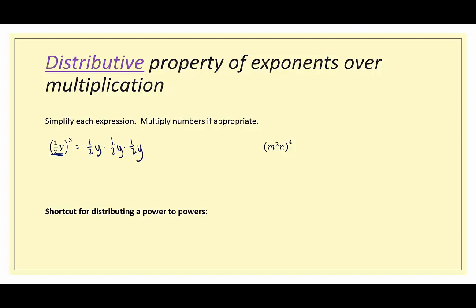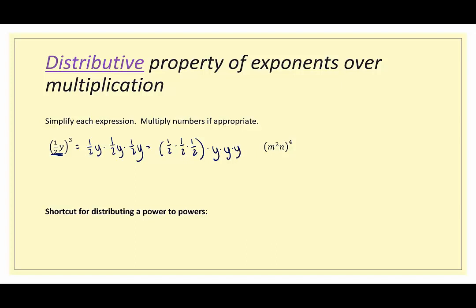Now I'm going to use another fun property called the associative property. We're going to put all my halves together because everything here is being multiplied, right? That's 1/2 times y times 1/2 times y times 1/2 times y. So I'm just going to rewrite it so I have my 1/2 times 1/2 times 1/2. And then here I have y times y times y. So that's what the associative property allows me to do.